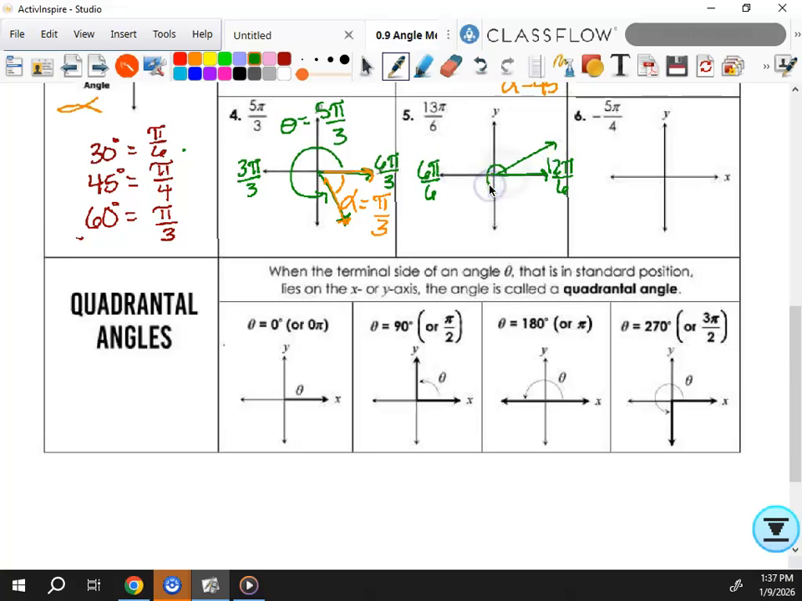Go all the way around like that. And so theta equals 13 pi sixths. Okay. Your reference angle right here. Now I think this is the first one that we've had so far where my reference angle, to get back to the x-axis, I go clockwise. Doesn't matter, because it's the reference angle, it's always positive, it's always acute. What would alpha be here? Pi sixths, exactly.